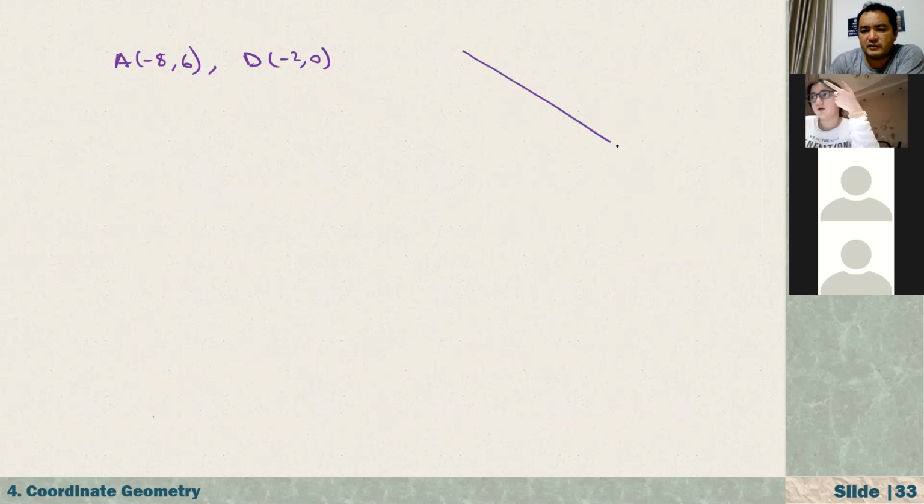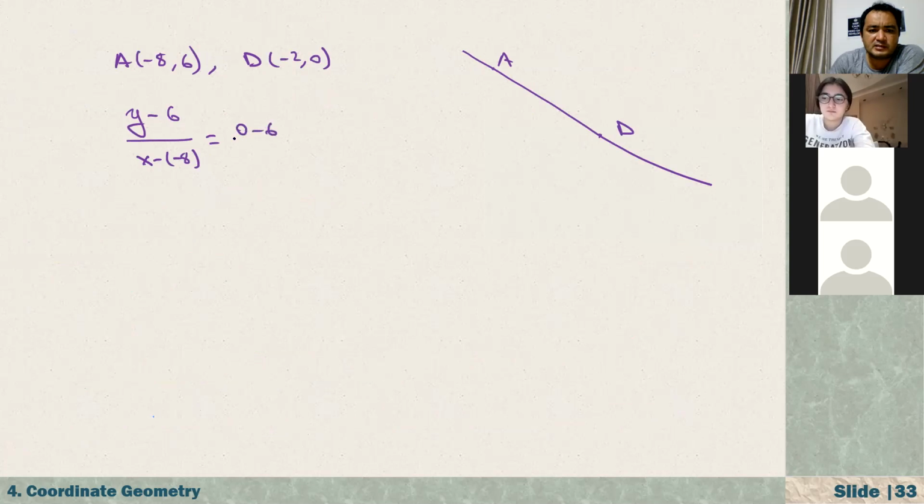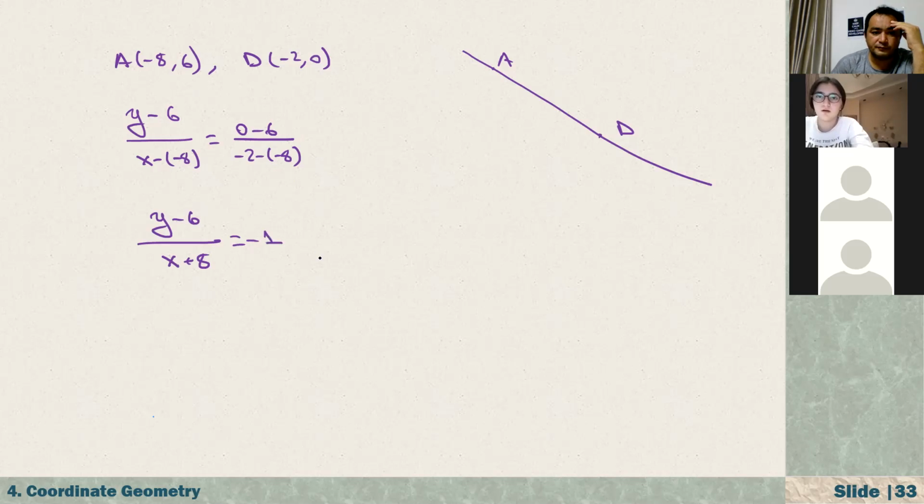Here we have this kind of line, right? This one is A, this one is D. So we know how to write the equation. y minus y1 over x minus x1 equals 0 minus 6, over negative 2 minus negative 8. So from here, y minus 6 over x plus 8 is equal to negative 6 over 6, that's equal to negative 1. So y minus 6 equals minus x minus 8, or x plus y is equal to negative 2.